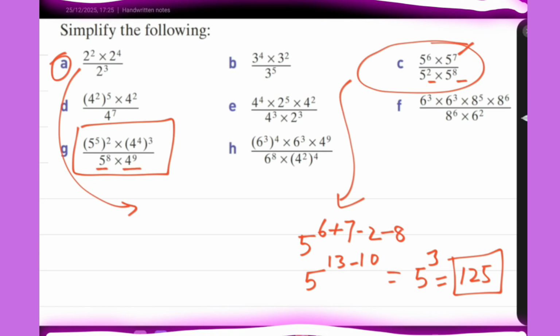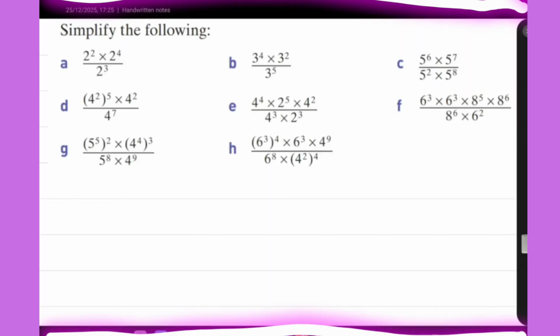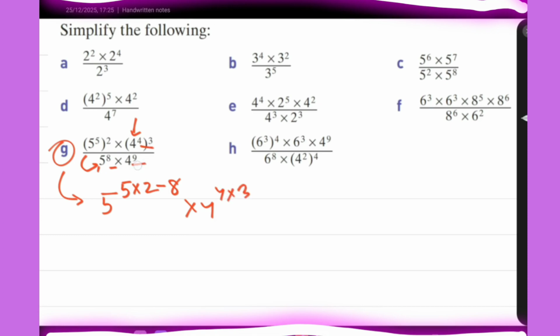Solve with me, right? So here we have two bases. What are the two bases? 5 and 4. Okay. So what will we do? Bracket. Here 5 multiplied by 2. Isn't it? Yes. Now we know the rules. Okay. And 5 raised to the power 8 is the denominator. So we will write this together. Why? Because same base, then only we will apply the power. Okay. Indices rules always work with the same base.